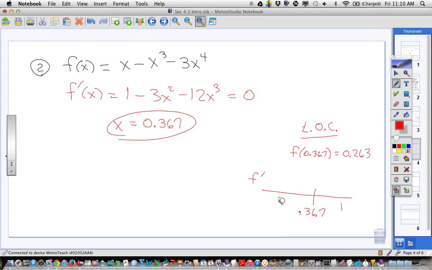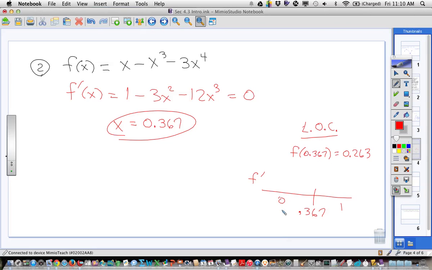Oh, wait, where am I plugging them back in again? No. In a list of candidates I plug into the original. What are we doing on a number line? Where are we plugging? F prime. That's why we label it, right? We want to see where f prime is positive or negative so we can tell if f is increasing or decreasing. So you've got to keep that straight, right?